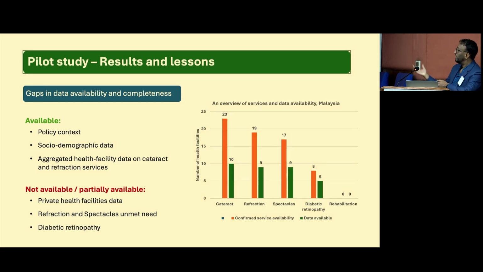So this is an example from Malaysia. You see, these were the number of health facilities where the team confirmed these services were available, but only these green bars were the health facilities with data available for these conditions. And there was no data available at all for rehabilitation service.